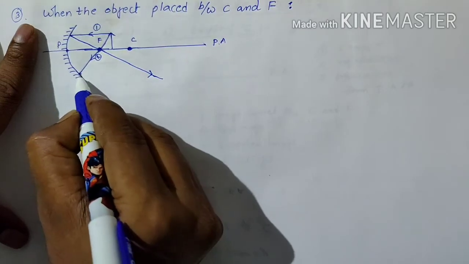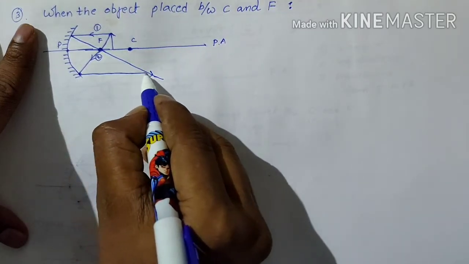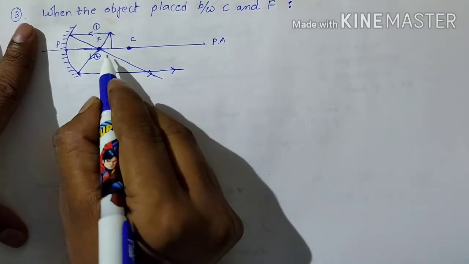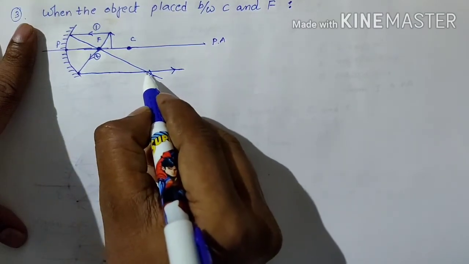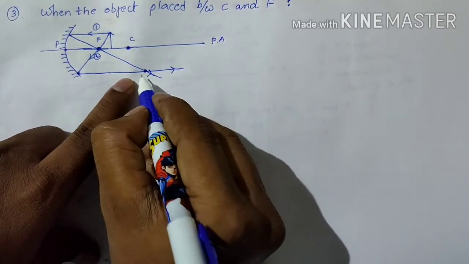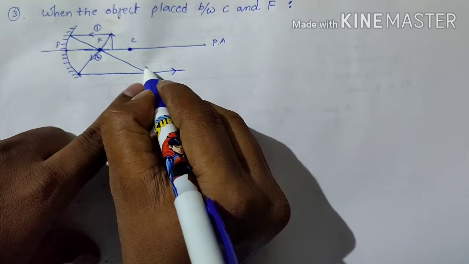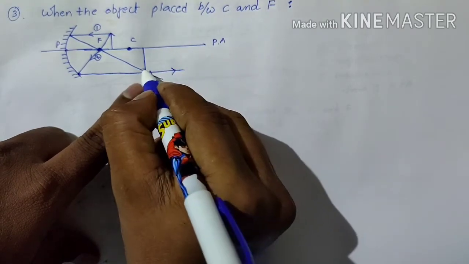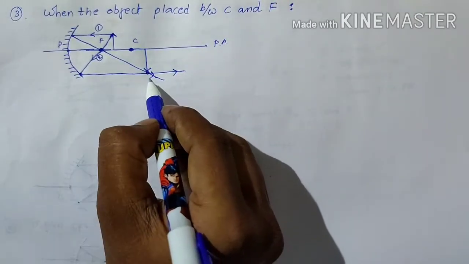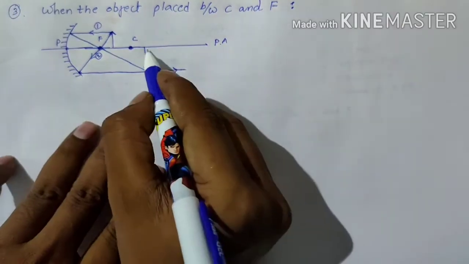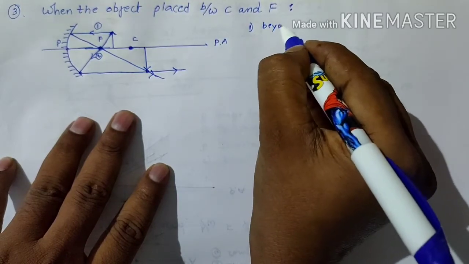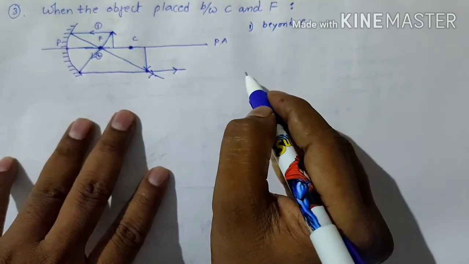So I am drawing. Here this is the first parallel ray and the first reflected ray. This is the second reflected ray. These two reflected rays meet here. So from this point of intersection you have to draw the line to the principal axis. So this is the image. This is the object and this is the image. So where is the image formed? The image is formed beyond C.